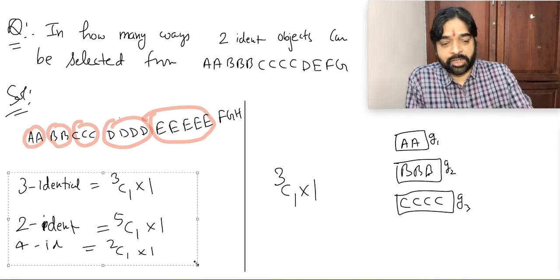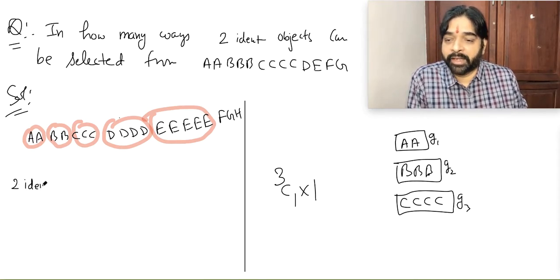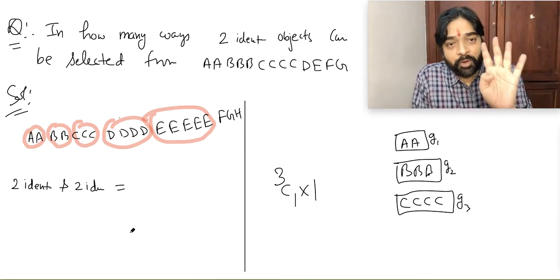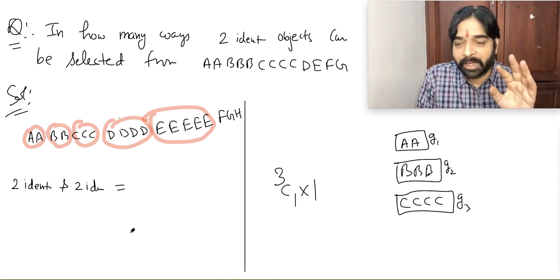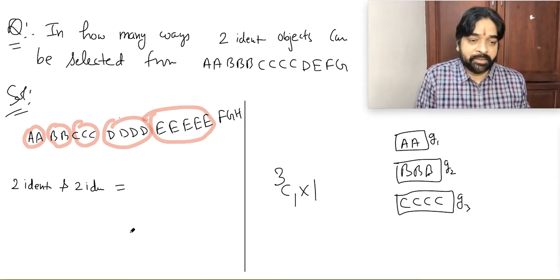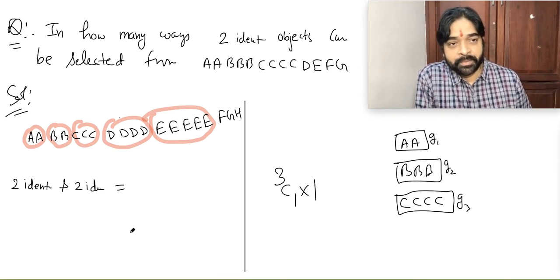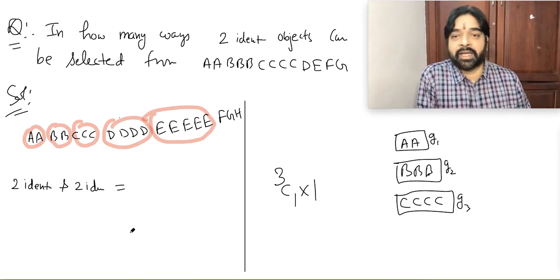Now changing the question. Data is the same, question changes. Two identical and two identical. Meaning, understand? I want 4 letters, in which 2 should be identical to each other and 2 should be identical to each other. Means for example, AABB or AACC. Speak out the answer. Everybody.